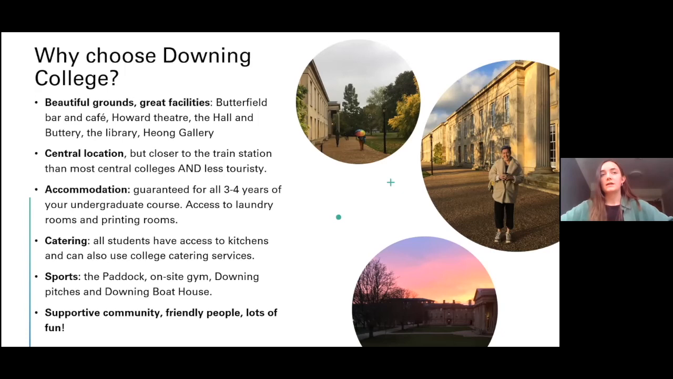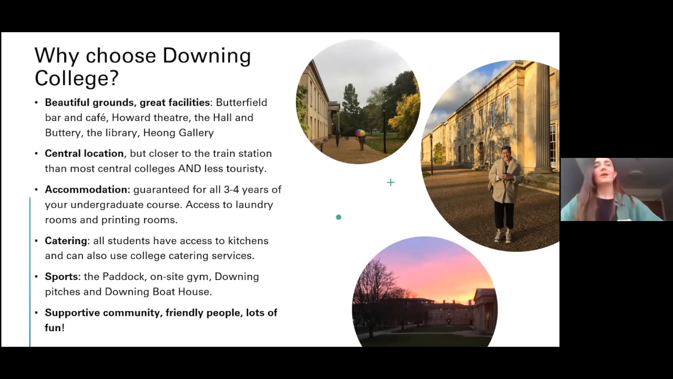Downing's also in a central location. We're really close to the centre of Cambridge here, but we are a little bit further out than some of the perhaps more famous colleges, the bigger colleges. And we're closer to the train station, which is just very convenient, and it does mean that we are less touristy here, and that is a plus.